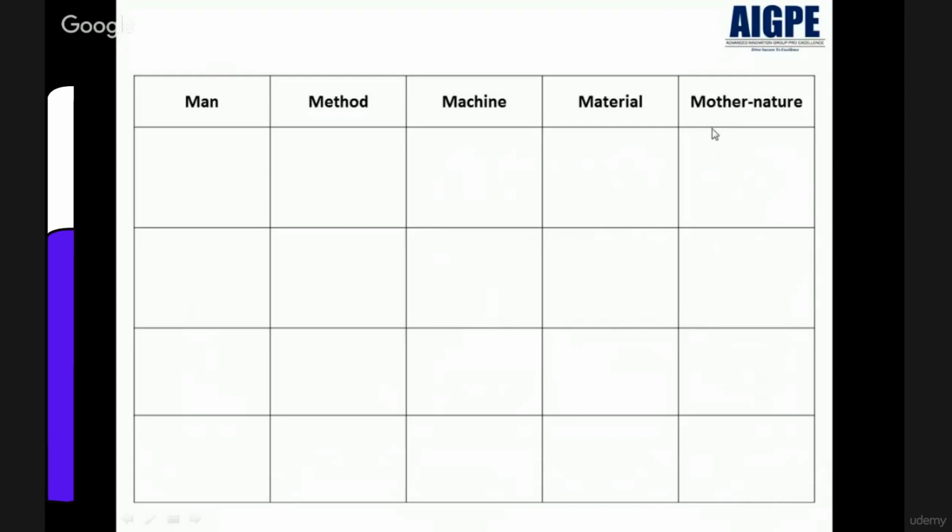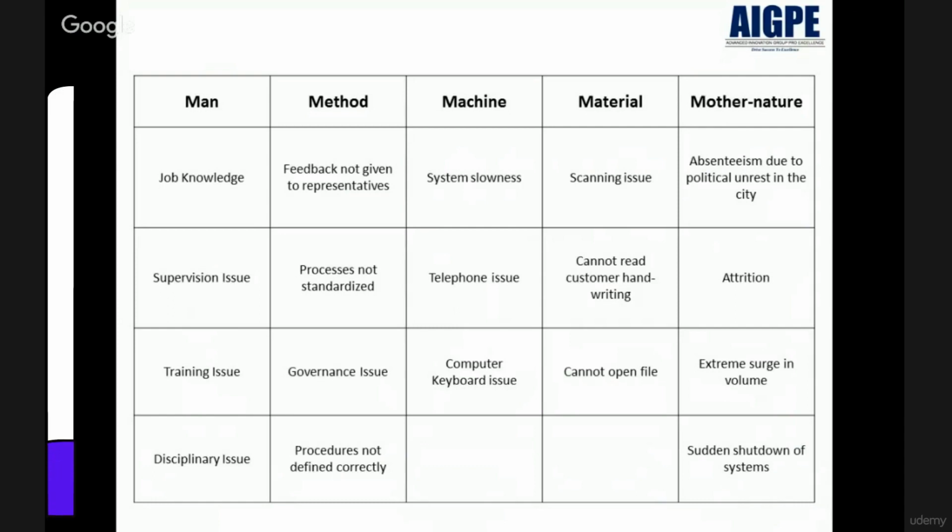If there is absenteeism due to political unrest in the city, or there is high attrition because some other company has come in the same city which is poaching the employees of our organization, or if there is sudden shutdown of systems, all of them will go under the category of mother nature. We have bifurcated the previous root causes already in our next slide. This is how it would look.